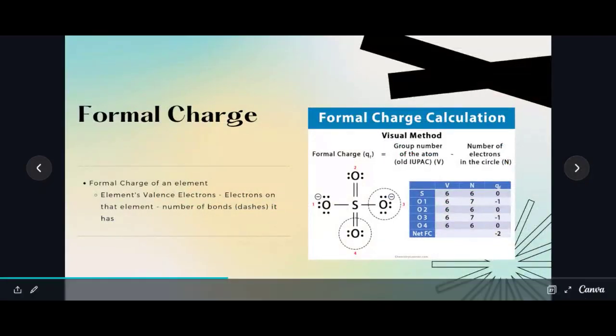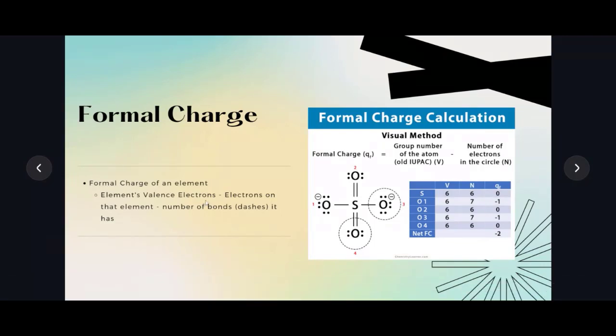So next, we'll go over how to calculate formal charge. The formula for formal charge of an element is the element's valence electrons, usually its group number, so group 6 has 6 electrons, minus the electrons on the element, the number of individual electrons, minus the number of bonds, or dashes, it has. So the example I have here is the S in the middle. The valence number S has in the periodic table is 6 because it's in group 6.